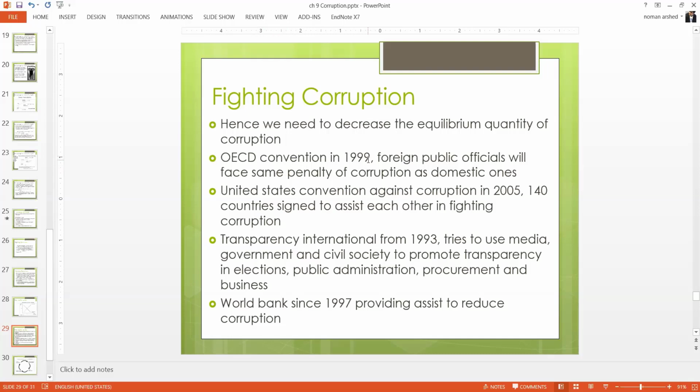The OECD Convention of 1999 talked about foreign public officials facing some penalty in corruption, as domestic ones do. The United Nations Convention Against Corruption 2005, 140 countries signed to assist each other in fighting corruption. Transparency International, from 1998, tries to use media, government, and civil society to promote transparency in elections, public administration, procurement, and businesses. So they are trying to reduce the marginal cost on society. The World Bank, since 1997, is providing assistance to reduce corruption. So they are working together to reduce corruption.